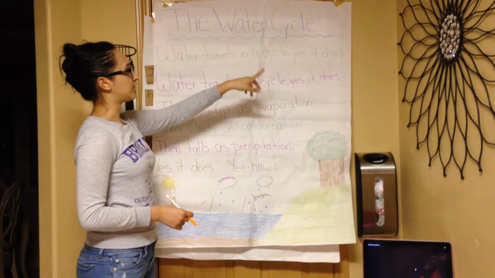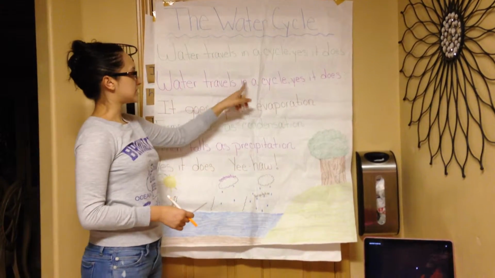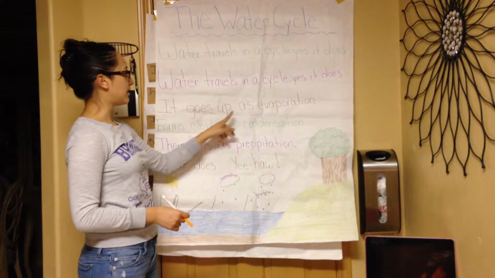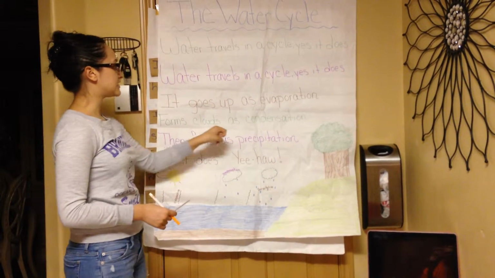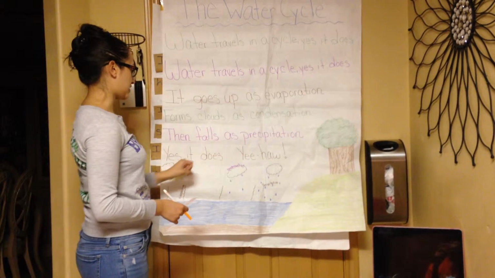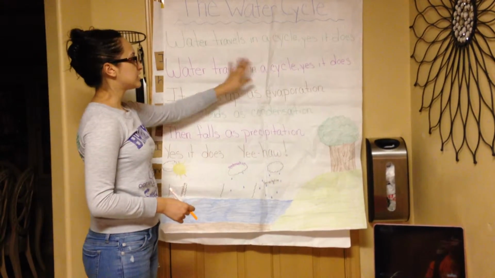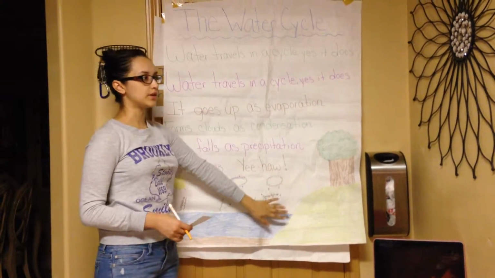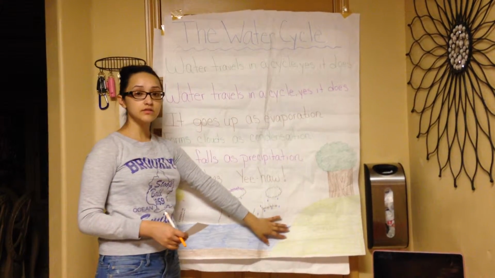Water travels in a cycle, yes it does. Water travels in a cycle, yes it does. It goes up as evaporation, forms clouds as condensation, then falls as precipitation. Yes it does, yeehaw.